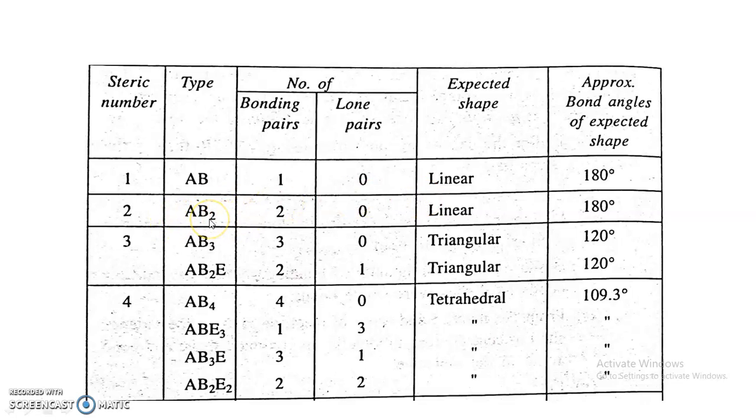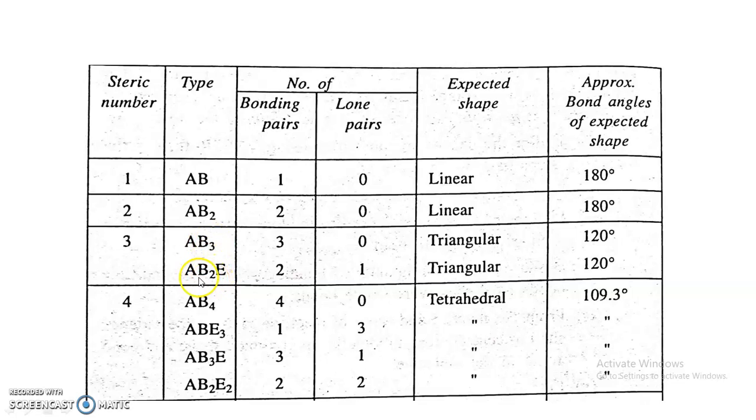For an AB2 type of molecule, the steric number is 2. Now A is attached to 2 B atoms, and therefore there must be 2 bonds. Bonding pairs are 2 and lone pairs are 0. Geometry must be linear. Then if the steric number is 3, for a molecule like AB3, again A is attached to 3 B atoms, and therefore 3 bonds are there. Bonding pairs will be 3, lone pairs will be 0. Expected shape will be triangular. Bond angle is 120 degrees.